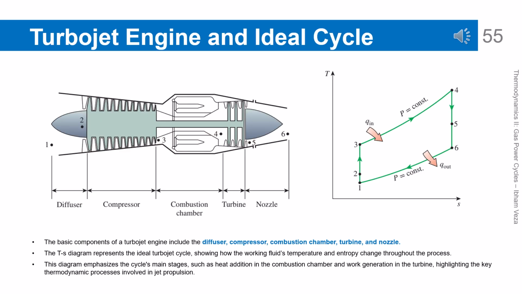Turbojet engine components and ideal cycle representation. This figure shows the main components of a turbojet engine, such as the diffuser, compressor, combustion chamber, turbine, and nozzle.